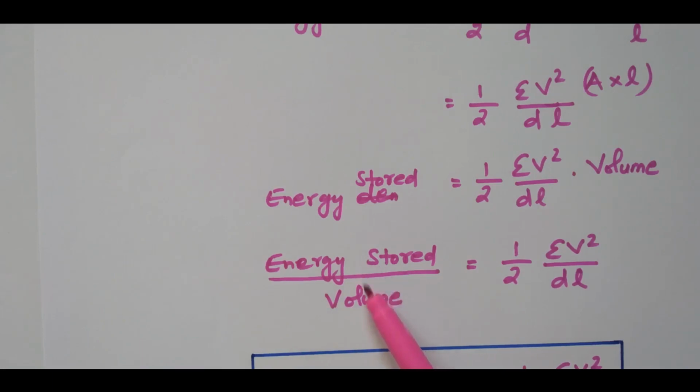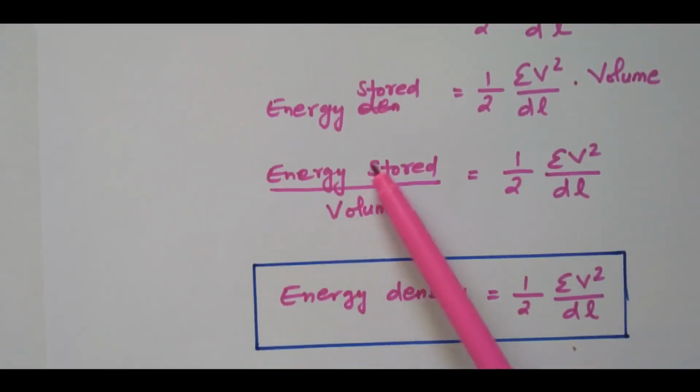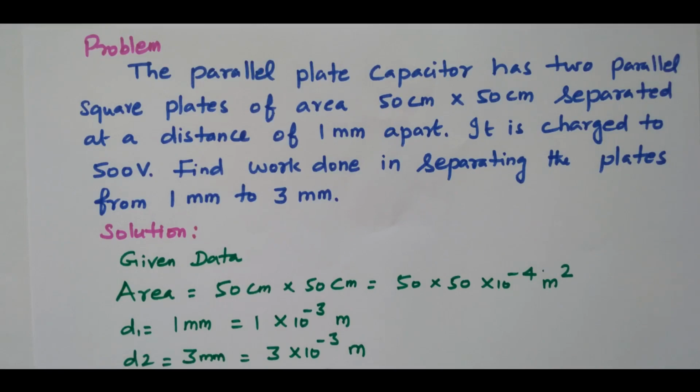So what is this energy stored by volume? It is nothing but energy density, that is half epsilon V square divided by DL. Now we got the expression for energy density. Based on this energy stored and energy density, we will see one problem.